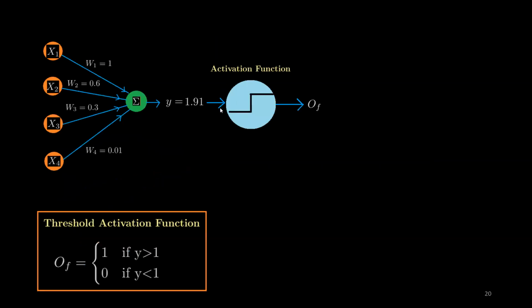So this is our activation function. Here we are using a threshold-based activation function. This is the definition or the property of this threshold activation function. This threshold activation function will generate 1 if the output of the neural network is greater than 1, and it will generate 0 if the output of the neural network is less than 1. So for this value, which is 1.91, this value is greater than 1. Therefore, the activation function will generate 1 and the candidate will be selected.